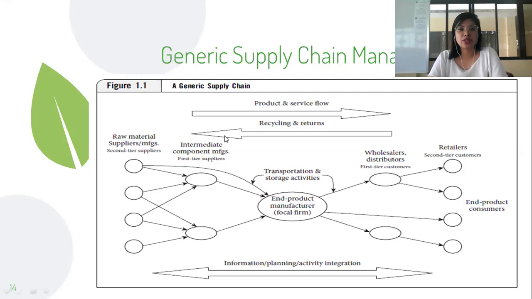and returns, no, the sustainability that we call. So the retailers will go back to the raw material supplier, and then the information and planning, activity and integration will be both ways, from the supplier to the retailers, okay, both ways.